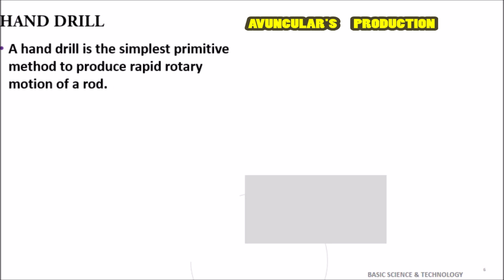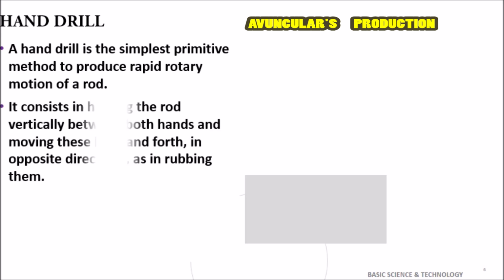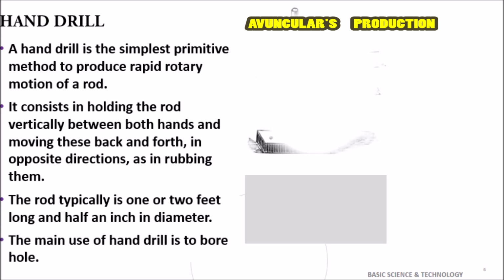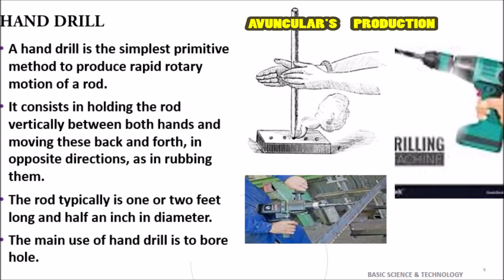Hand drill. A hand drill is the simplest primitive method to produce rapid rotary motion of a rod. It consists in holding the rod vertically between both hands and moving this back and forth in opposite direction as in rubbing them. The rod typically is 1 or 2 feet long and half an inch in diameter. The main use of hand drill is to bore holes. Example of hand drill is what you are seeing on your screen.